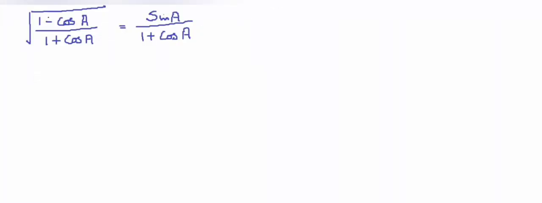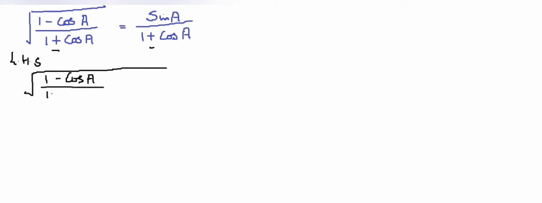Here in this question we have root of 1 minus cos a upon 1 plus cos a, and here in RHS we have sin a upon 1 plus cos a. So here we can see that whatever denominator we have here, the same denominator is here, but only the square root is not there. So to remove the square root, I can multiply 1 plus cos a in numerator and denominator. So I am starting with LHS, and in square root I will multiply with 1 plus cos a in numerator and denominator. This is our question here, and here I am multiplying with 1 plus cos a.